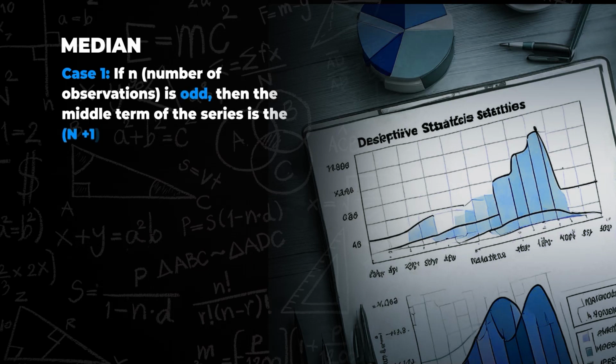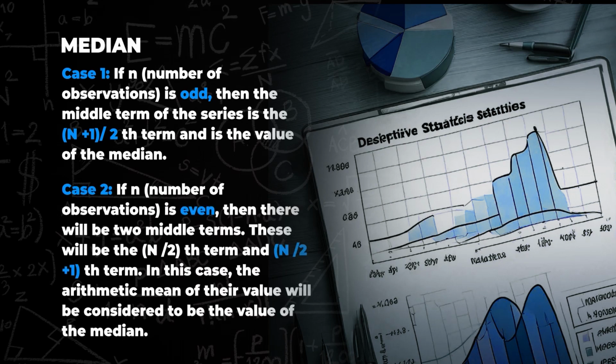For example, case 1 is that if the number of observations n is odd, then the middle term of the series will be (n plus 1) by 2, and this will be the value of the median. In case the number of observations is even, then there will be two middle terms. This will be n by 2, this is the first term, and the second term will be n by 2 plus 1. In this case, the arithmetic mean of their values will be considered to be the value of the median.